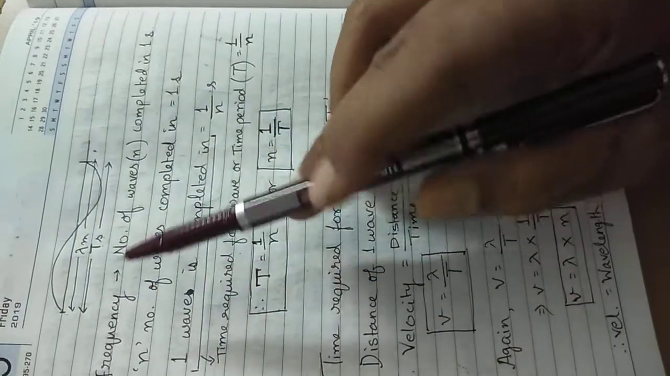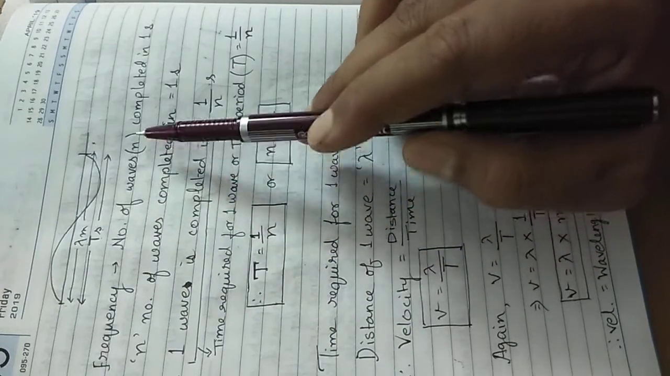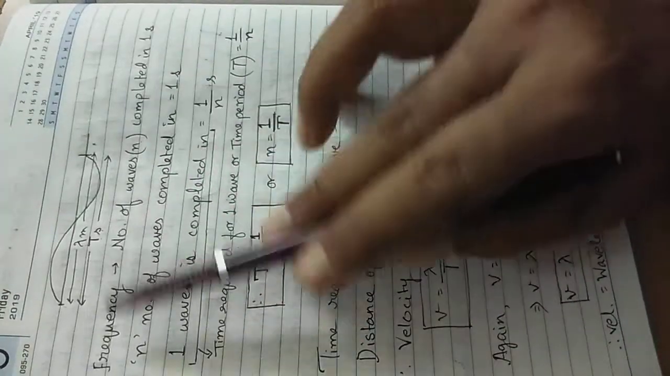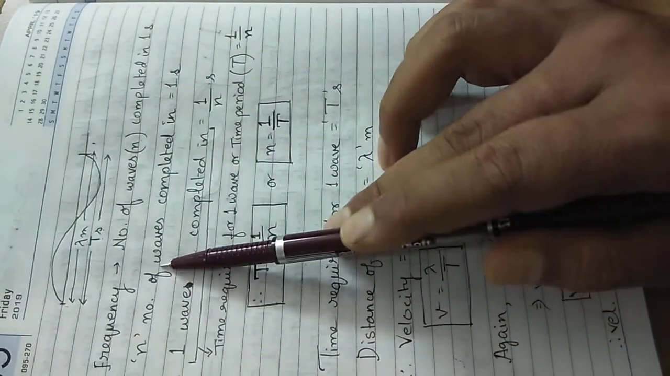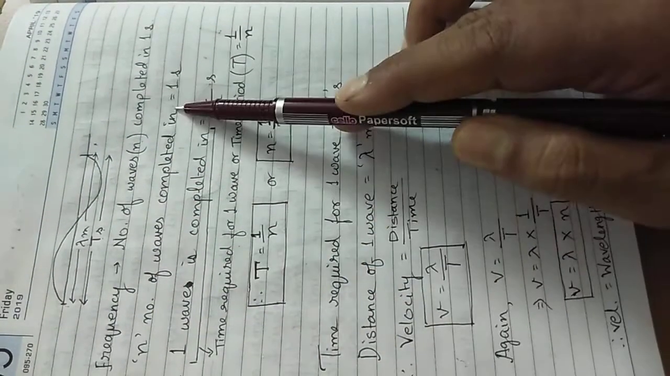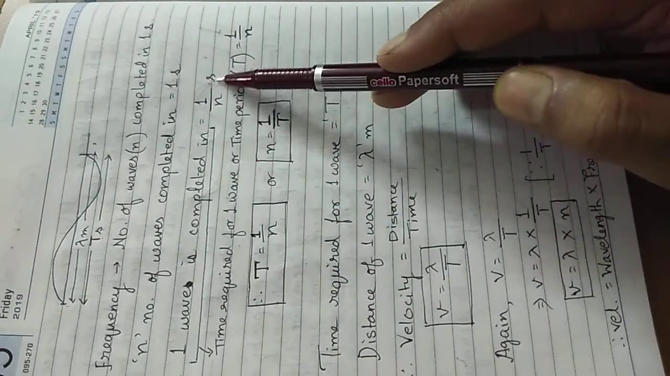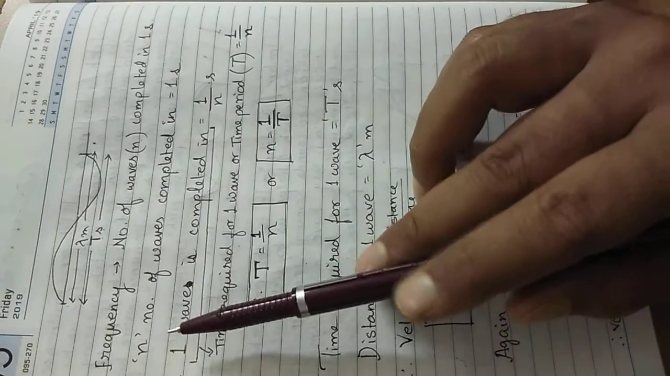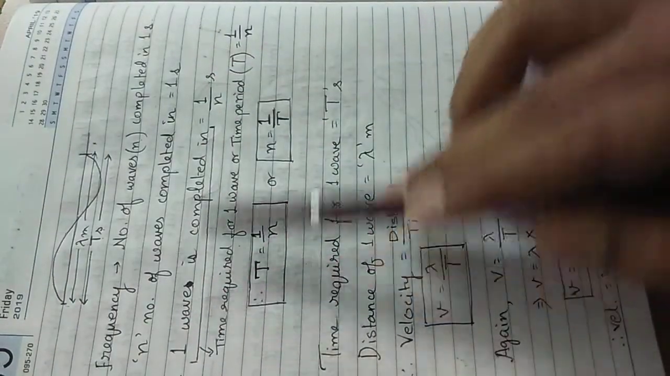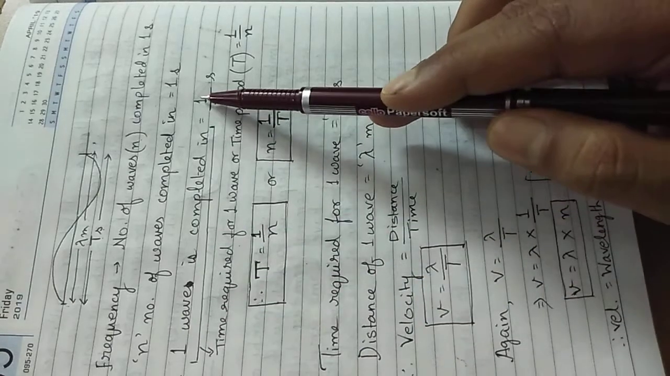So let us go by this definition of frequency. What is frequency? Frequency is the number of waves, n number of waves, completed in 1 second. So we can write this statement like this: n number of waves are completed in how much time? 1 second. So if n number of waves are completed in 1 second, therefore one wave will be completed in how much time? 1 by n seconds. Simple unitary method, like 5 pens cost 20 rupees, 1 pen will cost how much? So n number of waves completed in 1 second, one wave will be completed in 1 by n second.